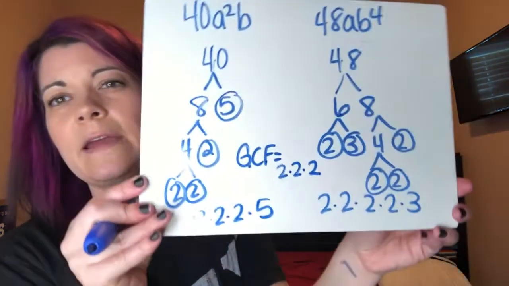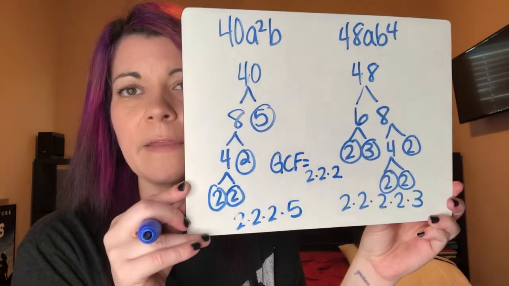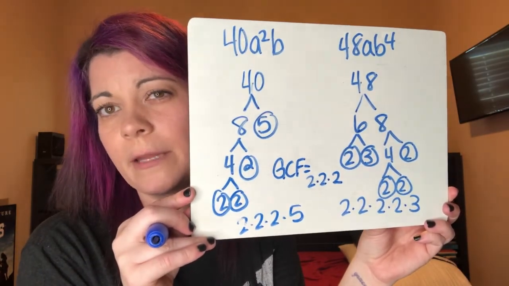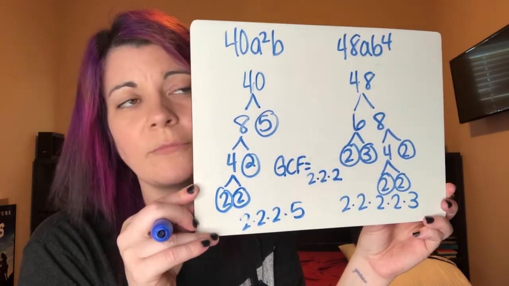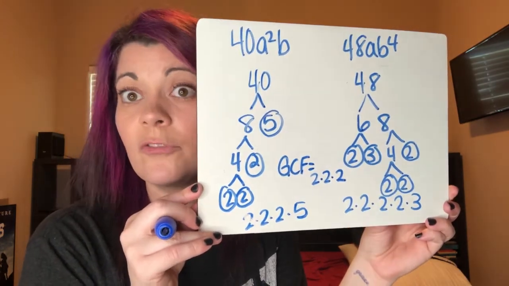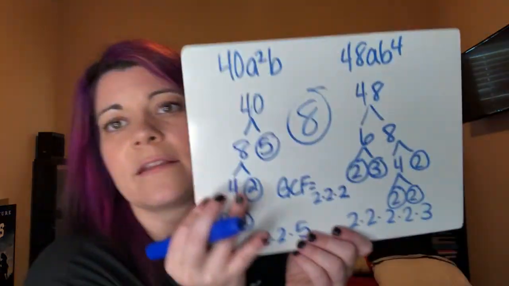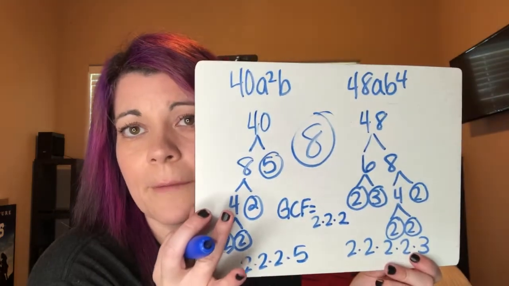Is there anything else that is common there? No, one has a 5, one has a 3, nothing else that's common. So I can only take out 2 times 2 times 2. 2 times 2 is 4, and then 4 times 2 is 8. So the greatest common factor in this case is 8. I'm going to leave those 2s up there, but we know the greatest common factor is 8 between 40 and 48. I'm going to write that to the side.